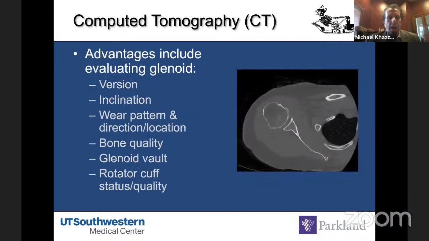CT scan is our best modality to evaluate all of these things: version, inclination, wear pattern, bone quality, assessment, and status of the glenoid vault, as well as you can get a hint of the rotator cuff quality and status of the muscles. It's difficult without an arthrogram to assess the integrity, but you can assess a lot about the muscle quality, and that can determine treatment outcomes.